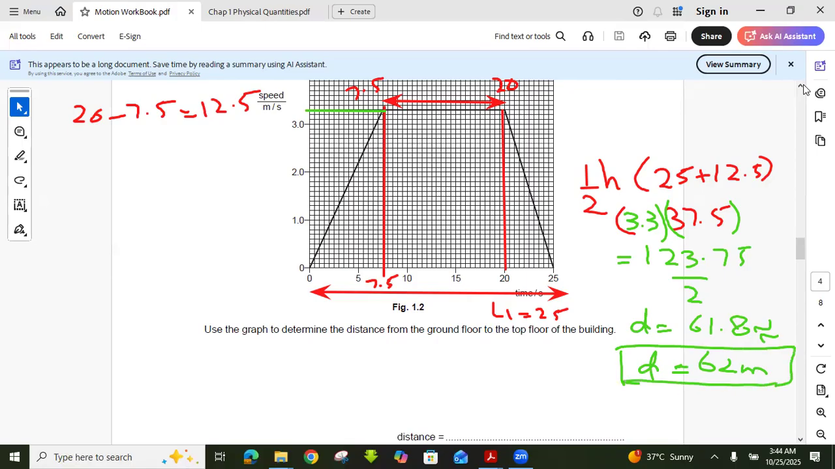62 meters. And this is exactly the same in the marking. The marking shows all the same values, so we have done it accurately. Now 1 mark for the formula, 1 mark for substitution of values, and 1 mark for your desired answer. Okay. Done?